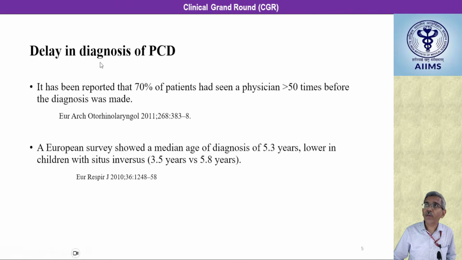If you look at it, it's often underdiagnosed, and there's a delay in diagnosis. This is a report from more than a decade back, and some of it would be applicable to us, or maybe the number would be more: 70% of patients had seen a physician more than 50 times before a diagnosis was made. These children would get repeatedly ill and would consult, but nobody is really thinking about the reason for these recurrent infections. Again, the European survey from more than a decade back showed a median age of diagnosis at 5.3 years, which was lower in those who had situs inversus, where the index of suspicion would be higher.